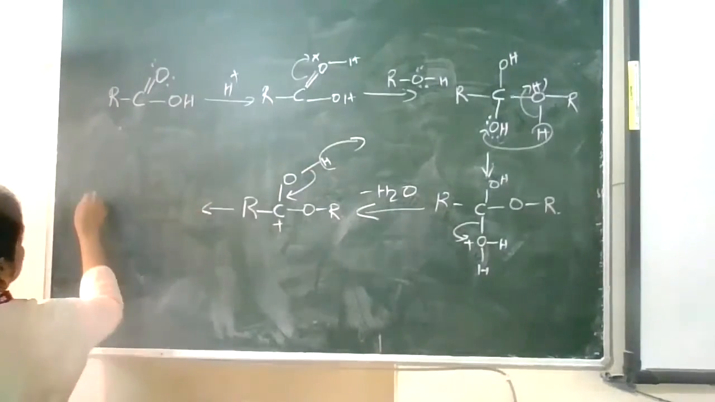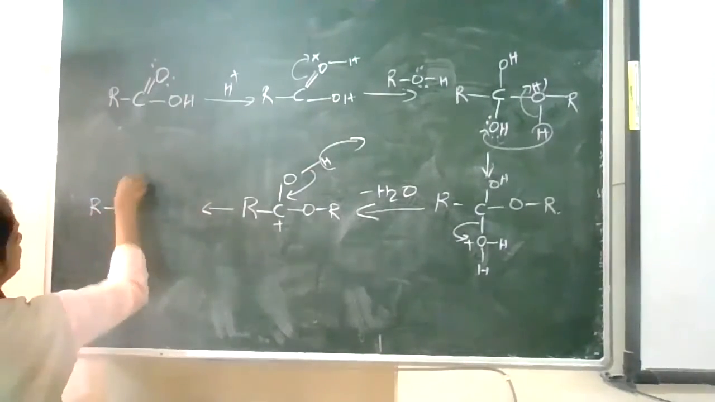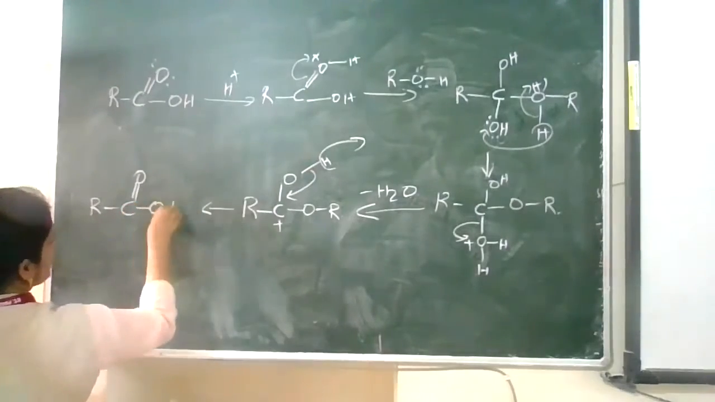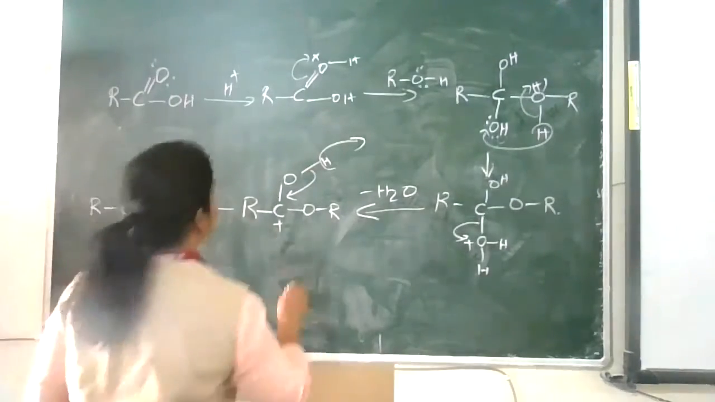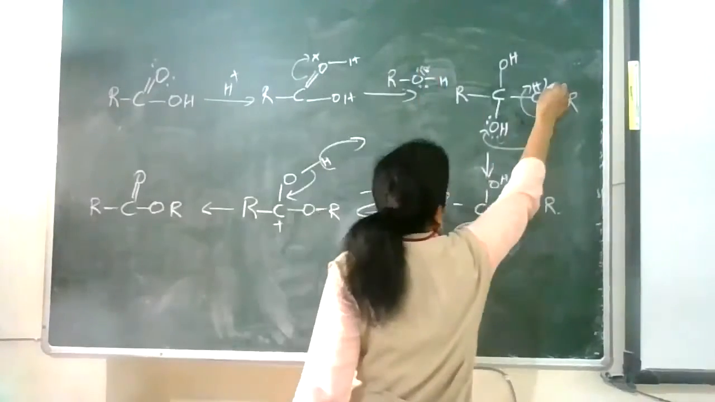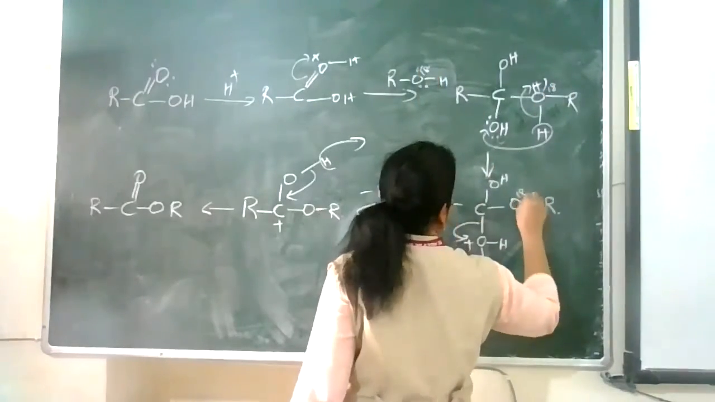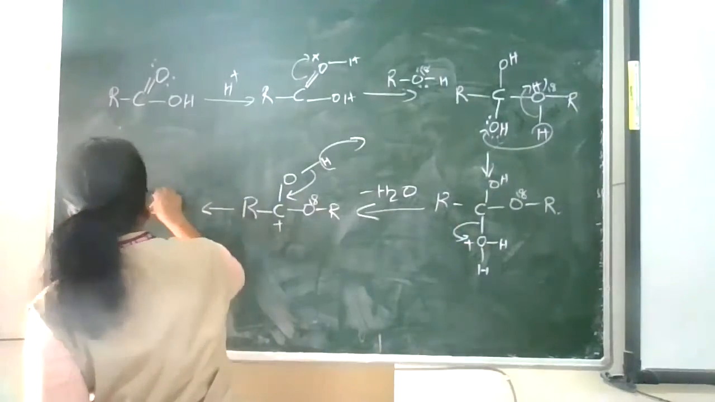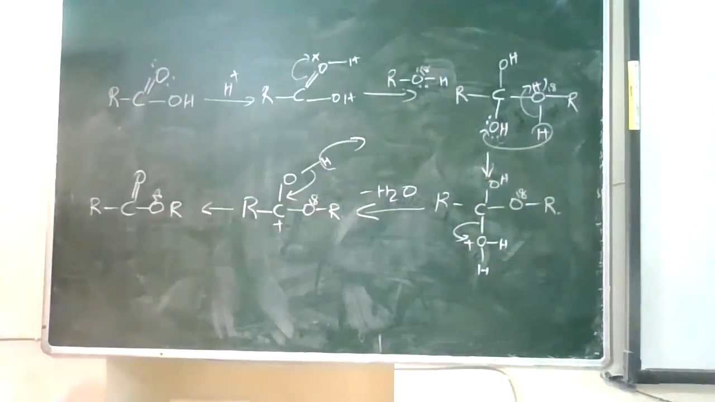So next is R, C, the double bond O, which now retains the O. I will be putting a star on this O18. Here I have put O18 to show that this oxygen is coming from the alcohol. So this is the mechanism.